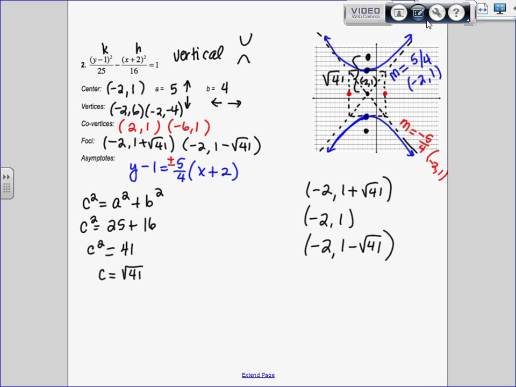Yes? Is that -2 versus? Which one? Y minus 1 plus or minus 5 plus. Yeah, because it's y minus y1. It was the point -2, 1. So if you have the point -2, 1, this is your x1, this is your y1.